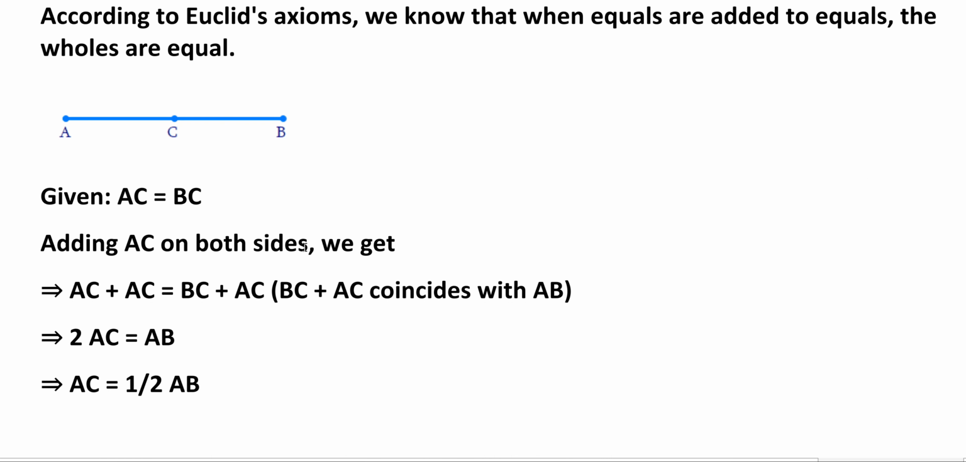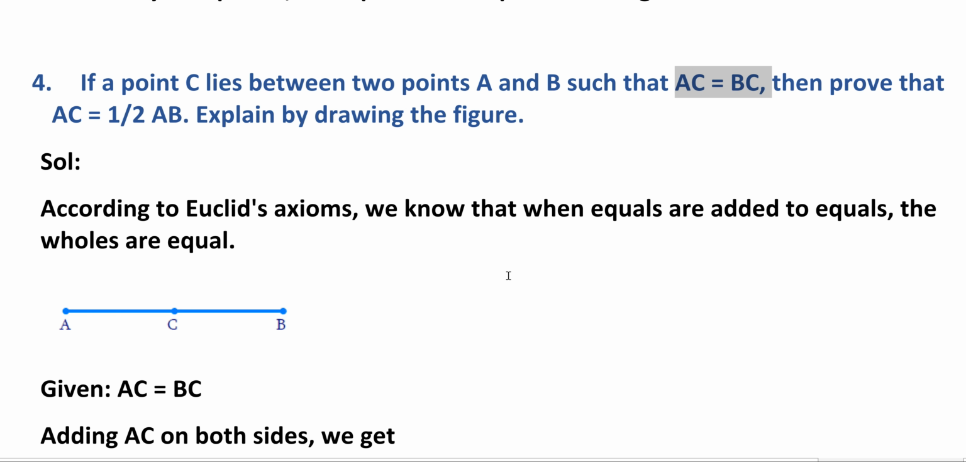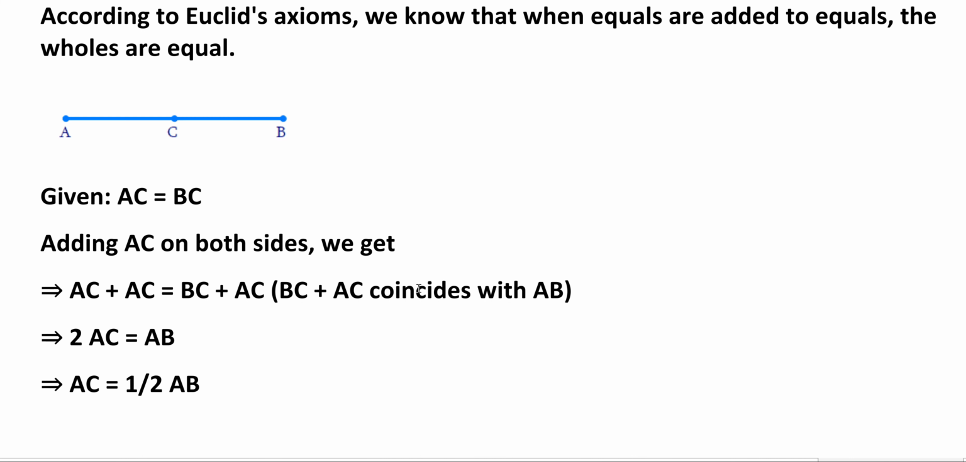Adding AC on both sides, we get AC plus AC is equal to BC plus AC. BC plus AC coincides with AB. So AC plus AC is equal to 2AC, and BC plus AC is equal to AB.